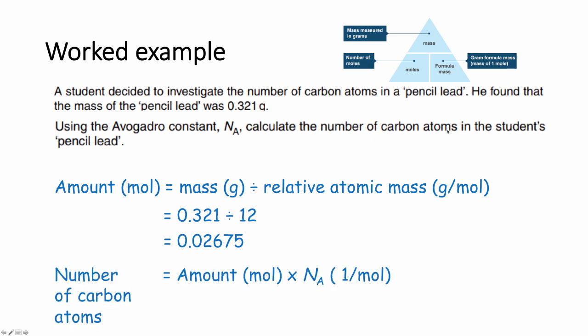Now remember, the question wanted the actual number of carbon atoms. So to work that out, we need to times the amount in moles by Avogadro's constant. That is 0.02675 times 6.022 times 10 to the power 23. And that actually gives us a very large number, 1.61 times 10 to the 22 carbon atoms.